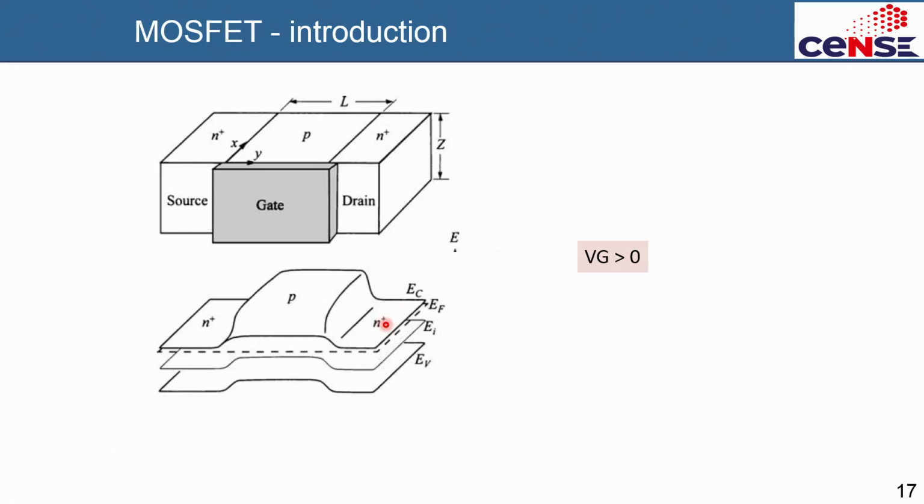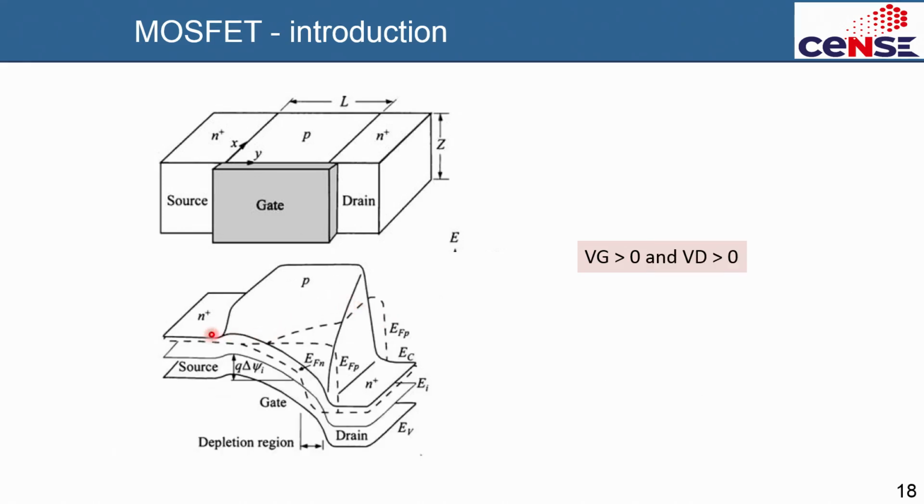The moment you apply voltage on the drain side, the drain will bend. You see the drain is bending now because you are applying a voltage here, and the total band bending that has happened from the source side to the drain side is actually given by the drain voltage that you are applying. So this entire band bending is essentially equal to the voltage on the drain that you are applying with respect to the source.